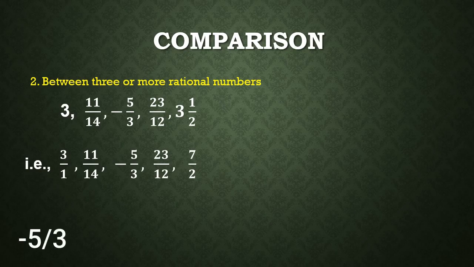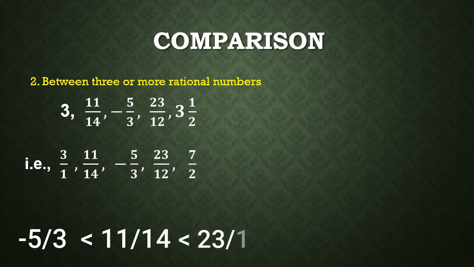Next, 11 by 14 is the only proper fraction and hence is smaller than the rest. But it will be greater than the negative number, hence it will take the second place. Now 23 by 12. 12 into 2, you know that is 24. The numerator is less than 24. Thus, this improper fraction is less than 2 for sure. But the remaining two numbers, 3 and 7 by 2, are more than 2. Right? Hence, the third place will be taken by 23 by 12.